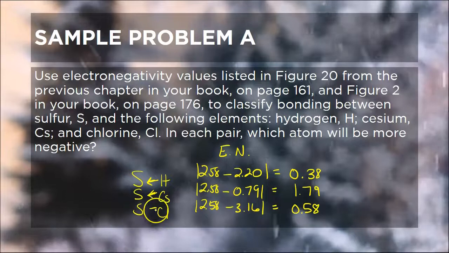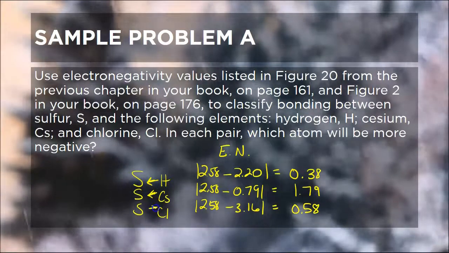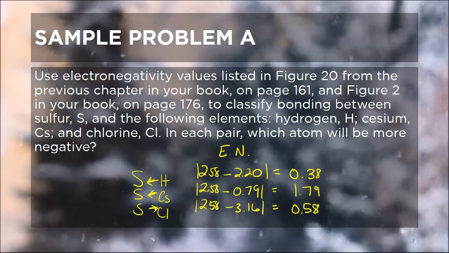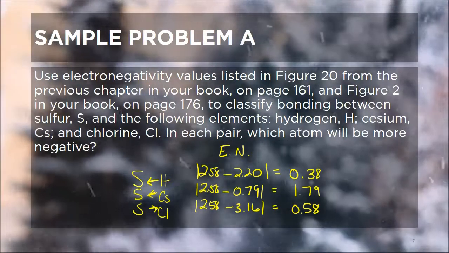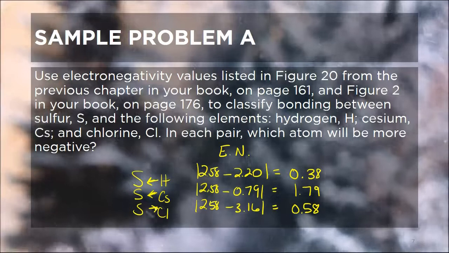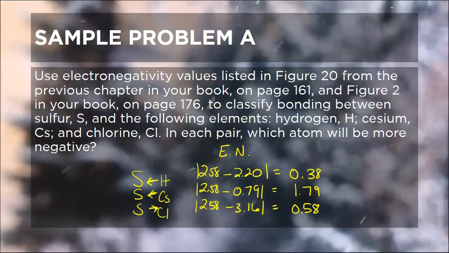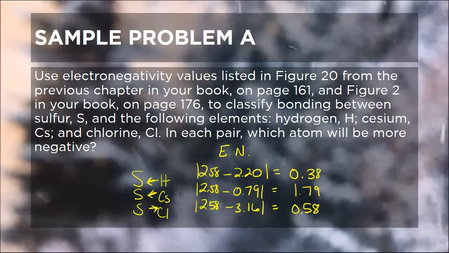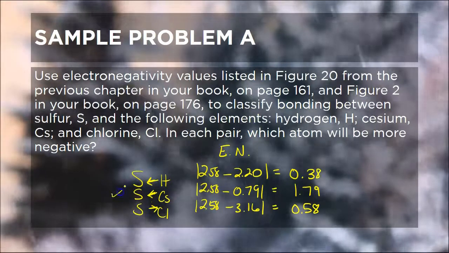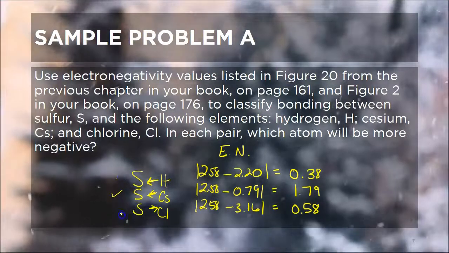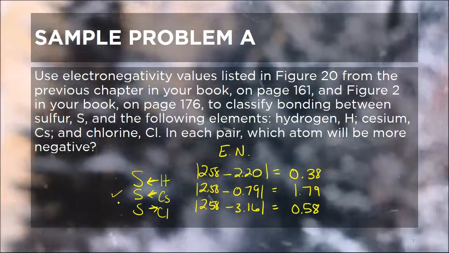And then chlorine is going to take the electrons in that one. So the electrons are going to go more towards the more electronegative one. In the case of this one here, essentially sulfur is taking the electron. In both of these two, we would consider them to be sharing the electrons.